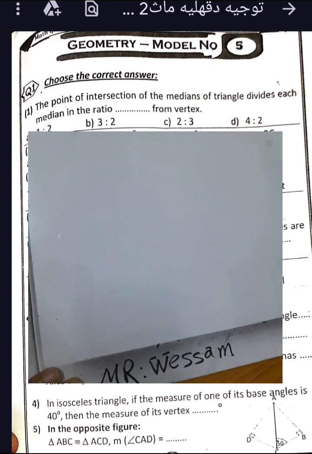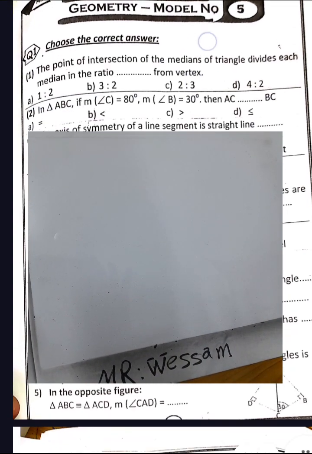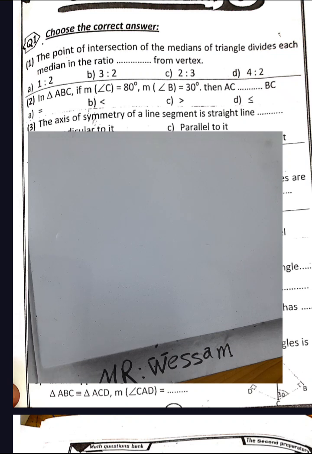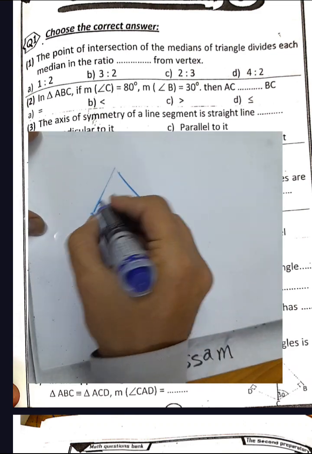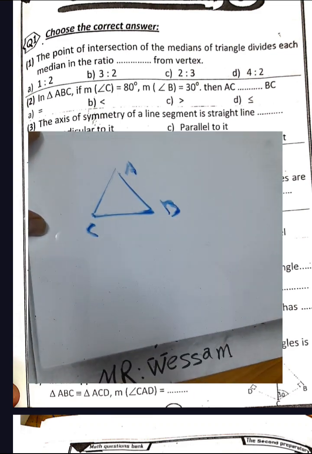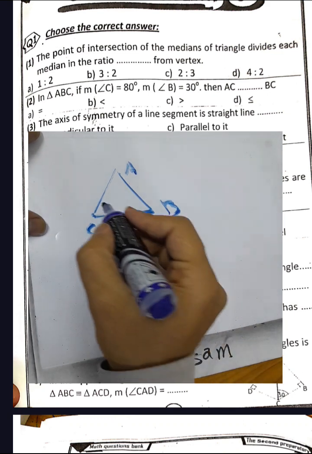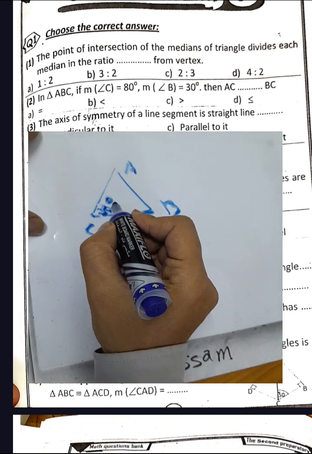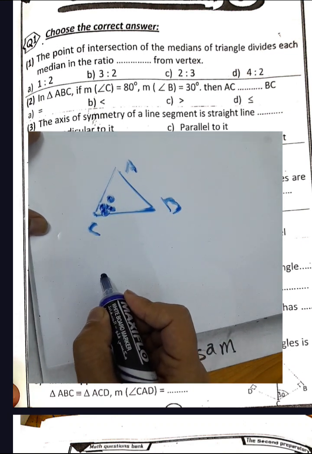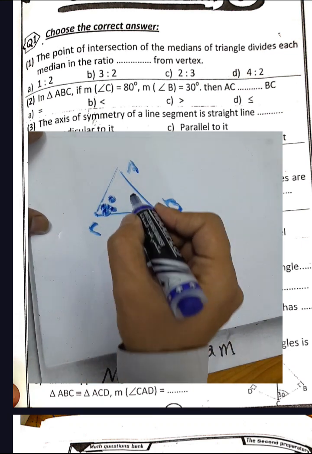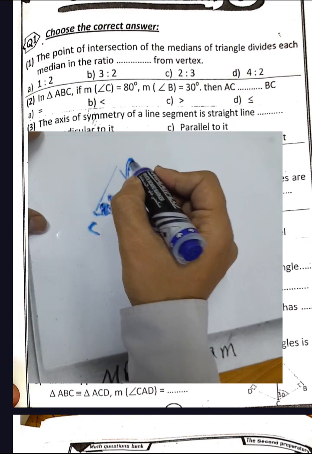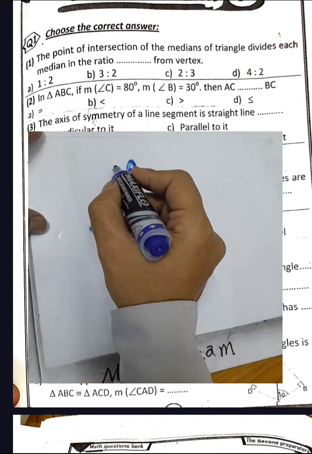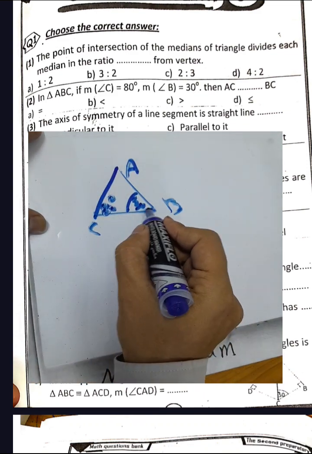Question number 2. In triangle ABC, if the measure of angle C equals 80 degrees and the measure of angle B is 30, then AC and BC, which is greater or equal? Okay, I will draw the triangle here, ABC, and they give us C was 80 degrees and the measure of angle B was 30. We want to find the relation between AC and BC.